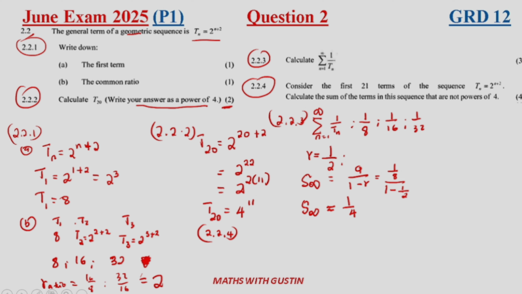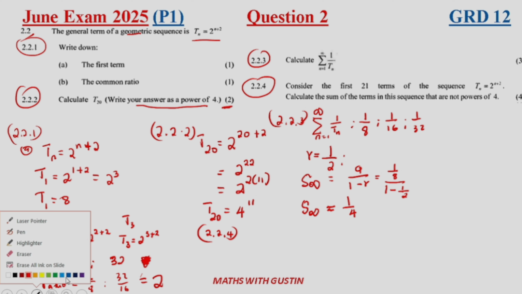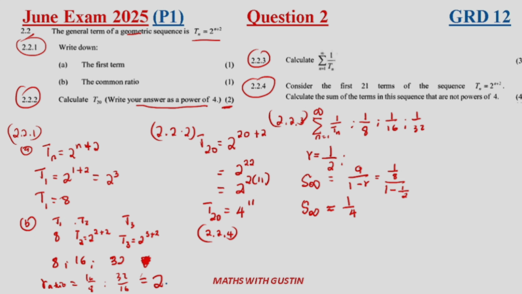Okay, we're gonna look at that, and then they're saying here, calculate the sum of the terms in this sequence that are not powers of 4. Okay, so now let's have a look at this one.